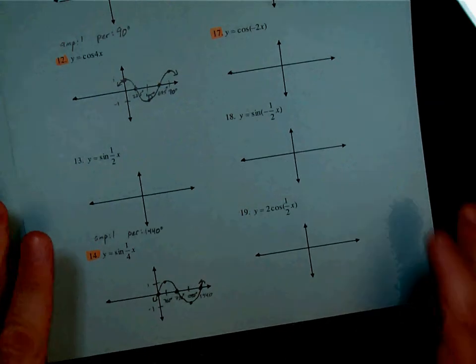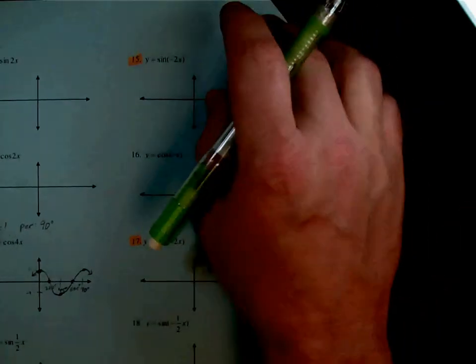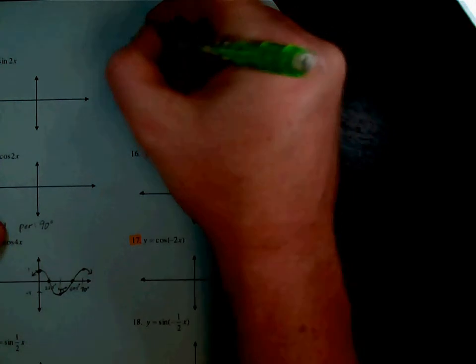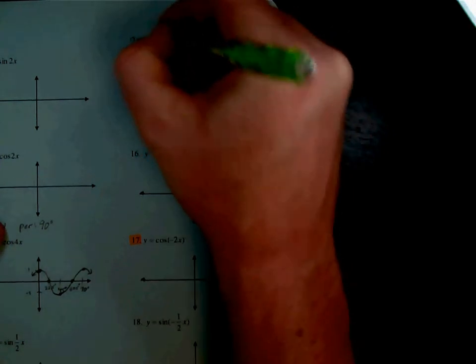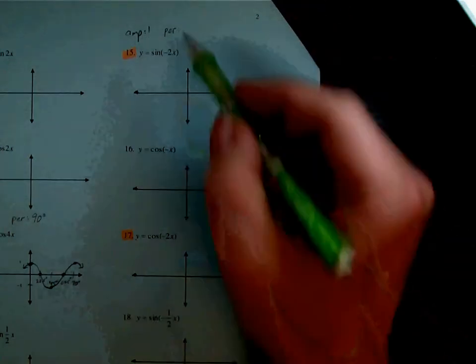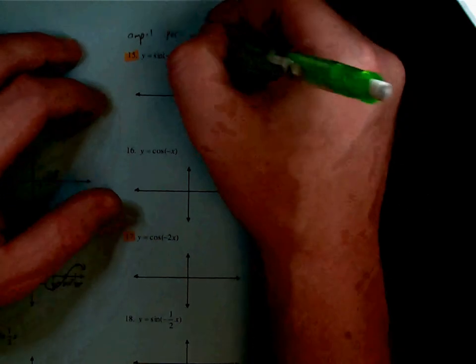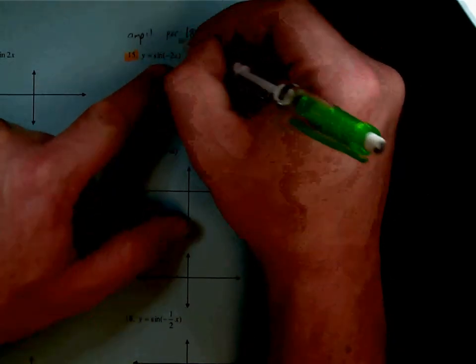I'm going to go to number 15. Here we've got a negative b value. The a value is still 1, so the amplitude is 1. The period, I don't care that it's negative when I do the period. I take its absolute value, so that's 2, so 360 divided by 2 is 180. Now, since it's sine, the b value does flip it.